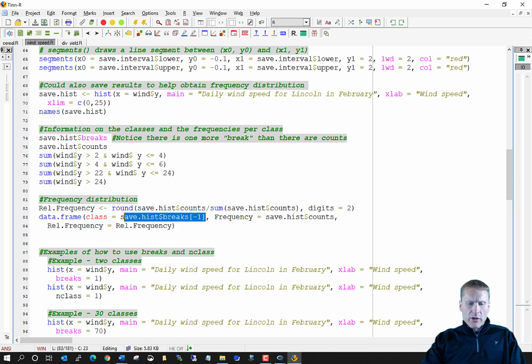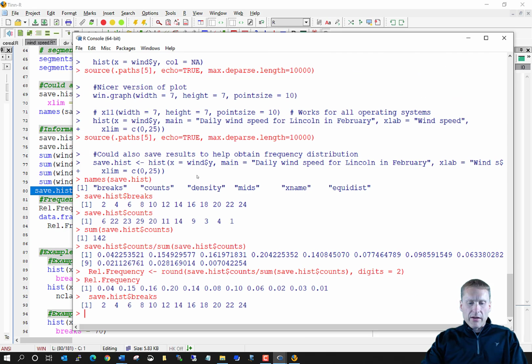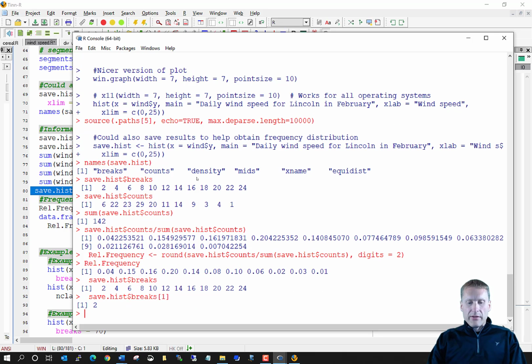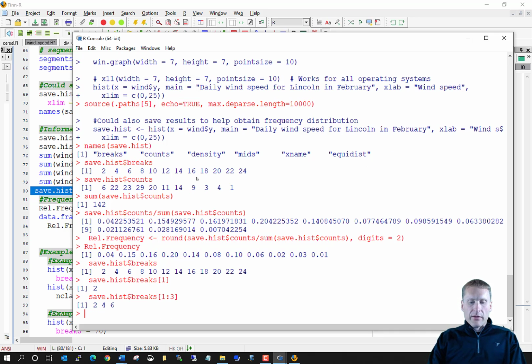Now there's one thing I want to show you before I execute that code. We've seen before that if I execute save.hist$breaks, of course I get all those breaks. This is actually a vector of values. If I were to do left bracket, 1, right bracket, I would get just the first one. If I were to do instead 1 colon, let's say 3, I get 1, 2, 3 of these values in this vector.